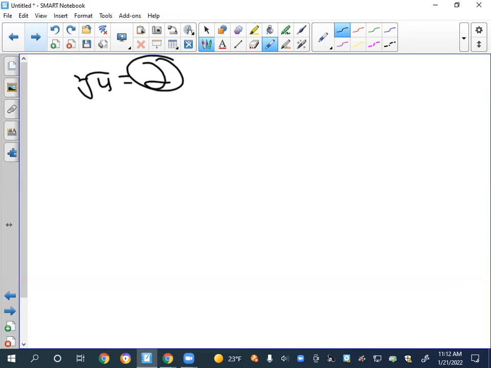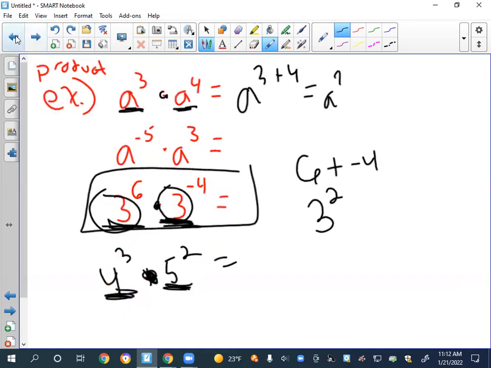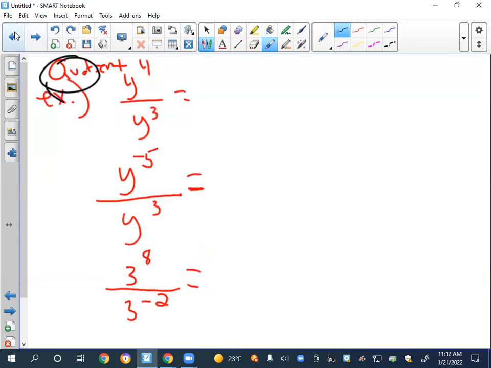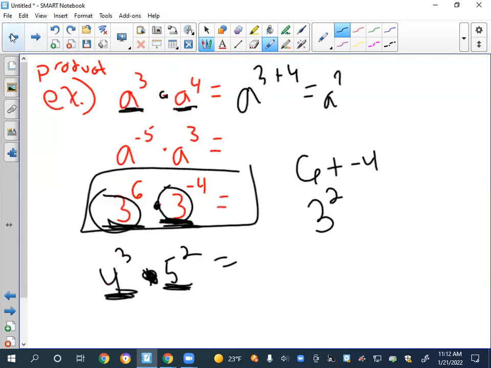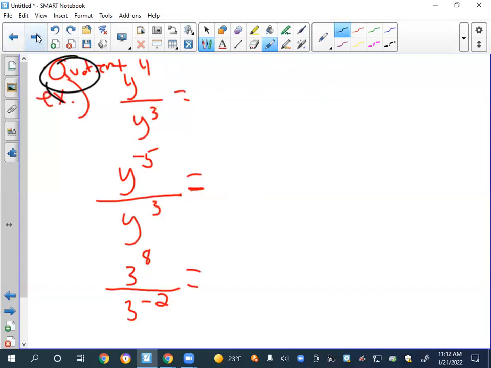How would you find 81 to the 4th? What times what times what times what? 3. Yes, 3. 3 times 3 is 9, 9 times 9 is 81. But you said no bigger than 3 times 3 is 9.